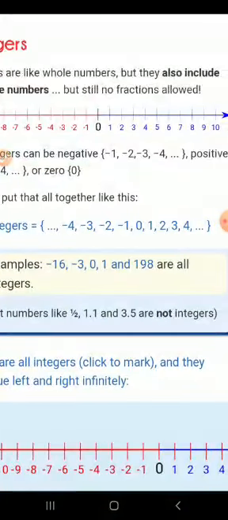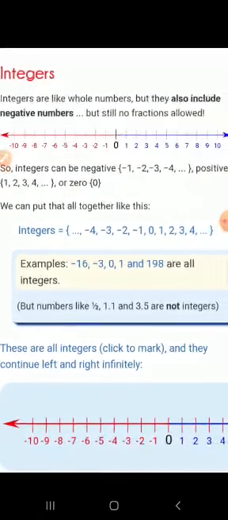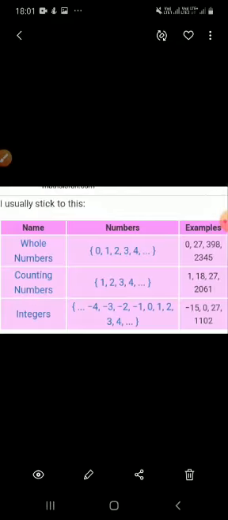But again, integers are not fractions. So 1/2, 1.1, 3.5, they are not integers. So it was a simple recall of whatever things we have done in the previous classes. It was natural numbers, whole numbers as well as integers. Let's have a quick recall of this.